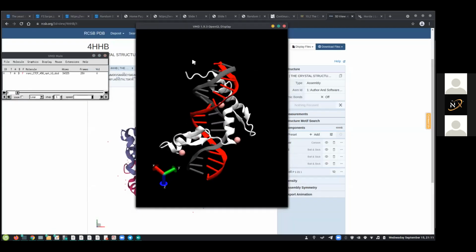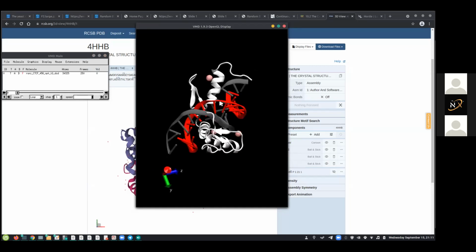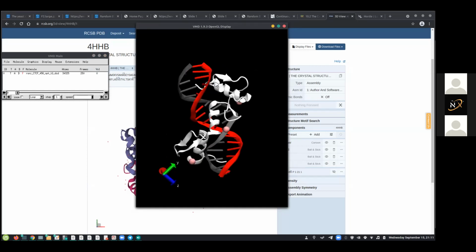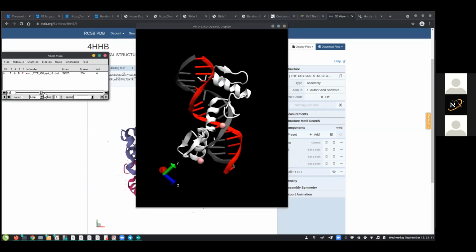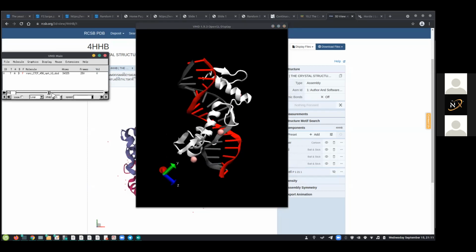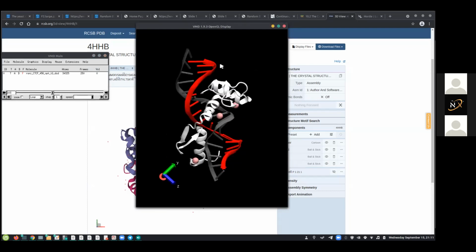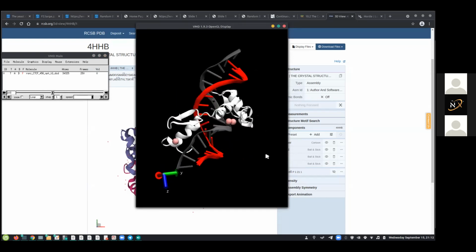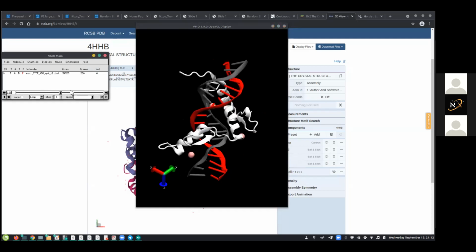So this is the simulation over time. As you can see, it has some fluctuation. So it's a dynamic structure, and you can't see this dynamic nature of this protein DNA interaction in the PDB, just the basic structure.